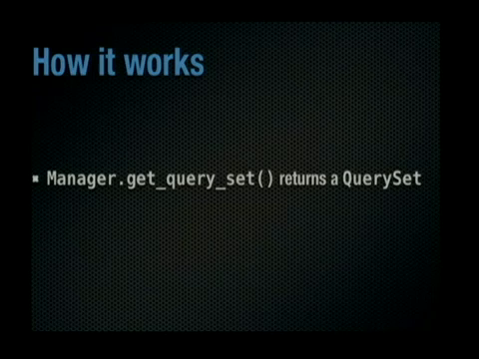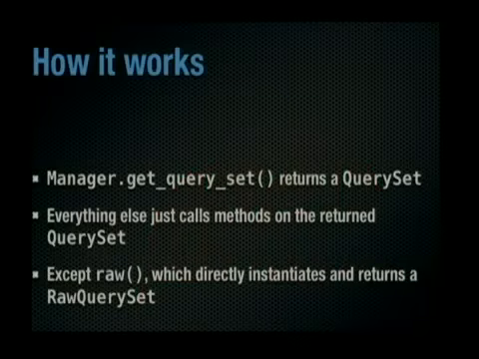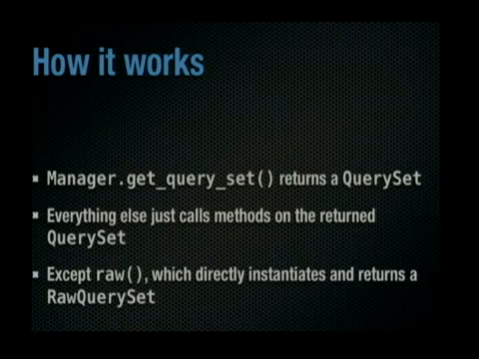How a manager actually works is ultimately almost everything in it delegates to a method called getQuerySet, which returns a query set. Everything else in a manager just calls those methods. So when you do all, filter, get, or whatever on a manager, what you're really doing is calling getQuerySet and then calling all or filter or get on the query set object that comes back out of that method. The one exception is raw, which instantiates its very own special query set called a raw query set, which is different because it has to handle the fact that it's just a pure SQL query.